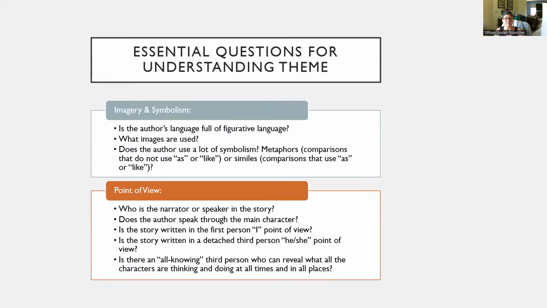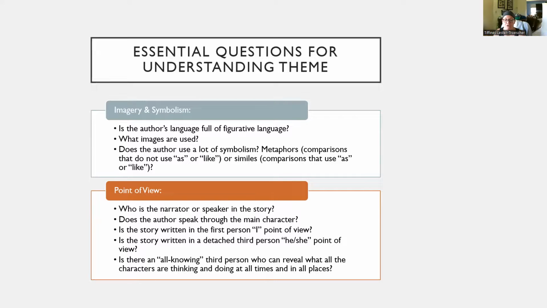Think about imagery and symbolism. Is there a lot of figurative language being used? What about the imagery? Are there moments of imagery, and what is it being used for? How is it being employed in the story? Is there symbolism? Are there metaphors, similes? Right? Think about all the things we talked about with poetry.